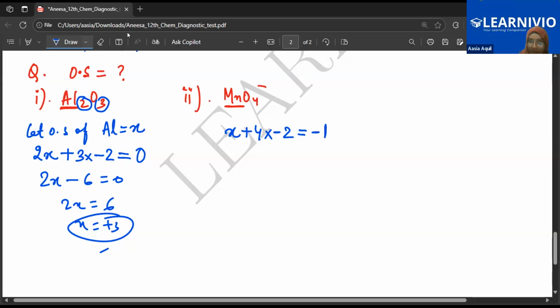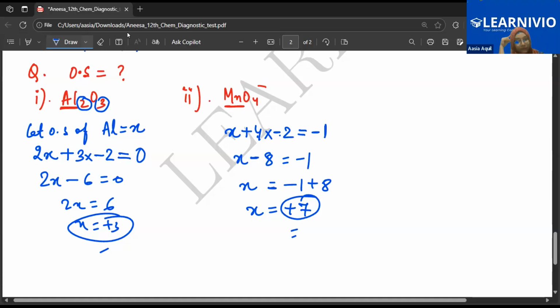So x plus 4 into -2, which is -8, is equal to -1. X is equal to -1 plus 8. So it will give you +7. Right. So that's your answer. That's very easy. Clear? Yes, ma'am.